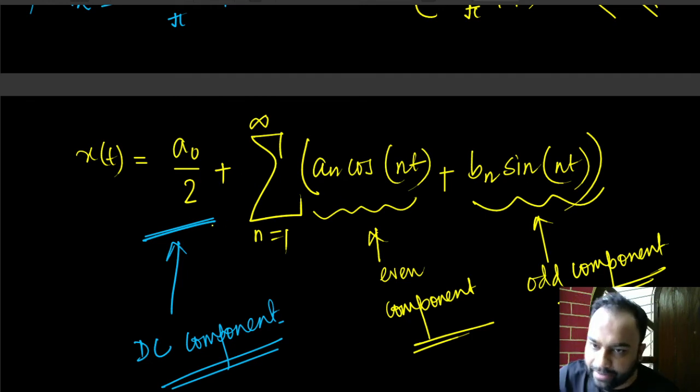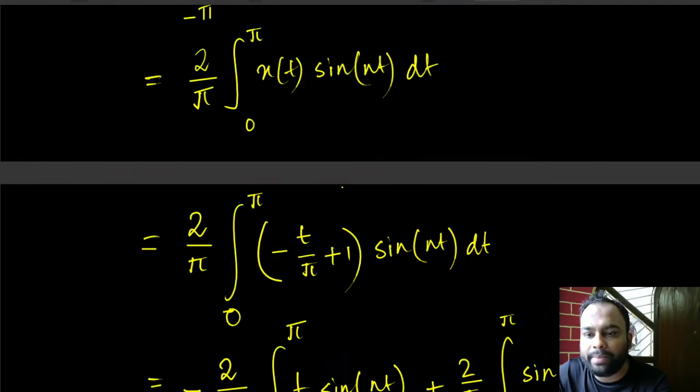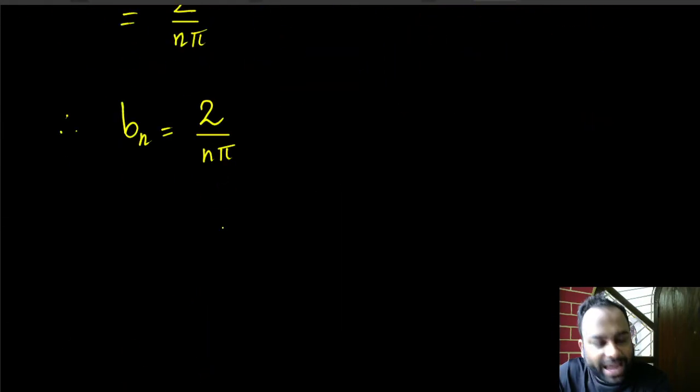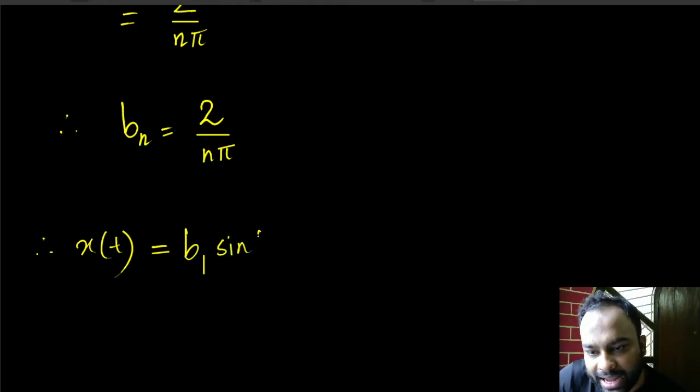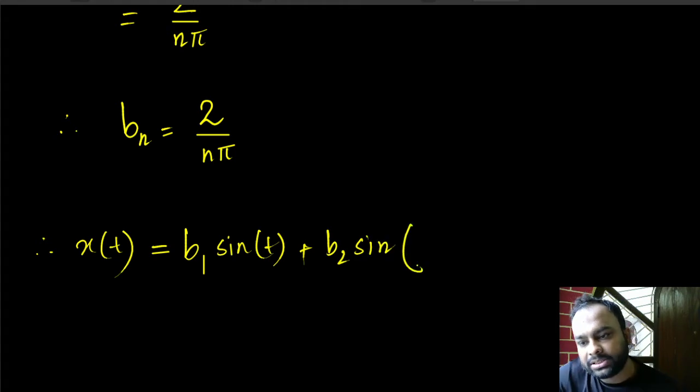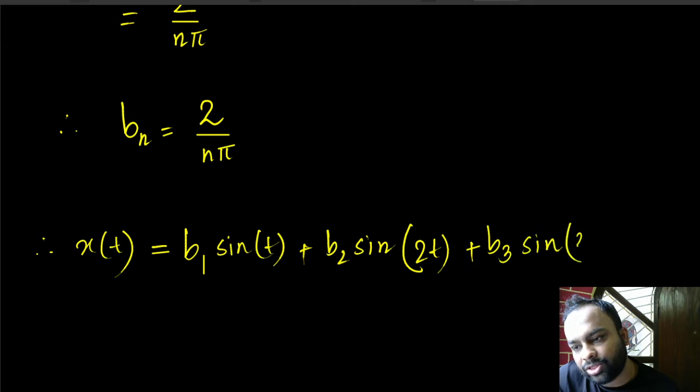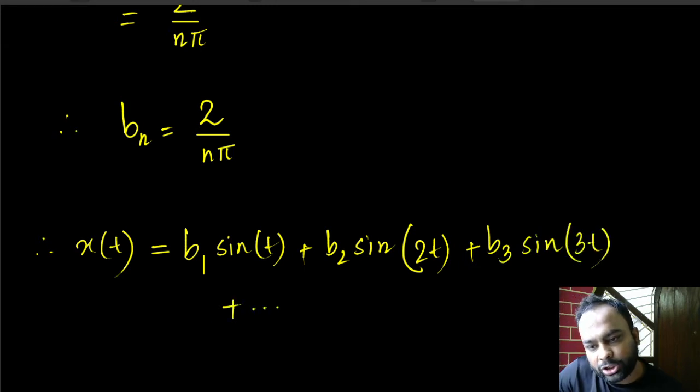But for our example here, the signal does not have any DC component, does not have any even components, right? It only has odd components, and so we only have bn's. And what are bn's? These are the coefficients of the sinusoidal components present in the signal. So now I can say the x(t), the signal, is like b1 sine t plus b2 sine 2t plus b3 sine 3t plus and so on.